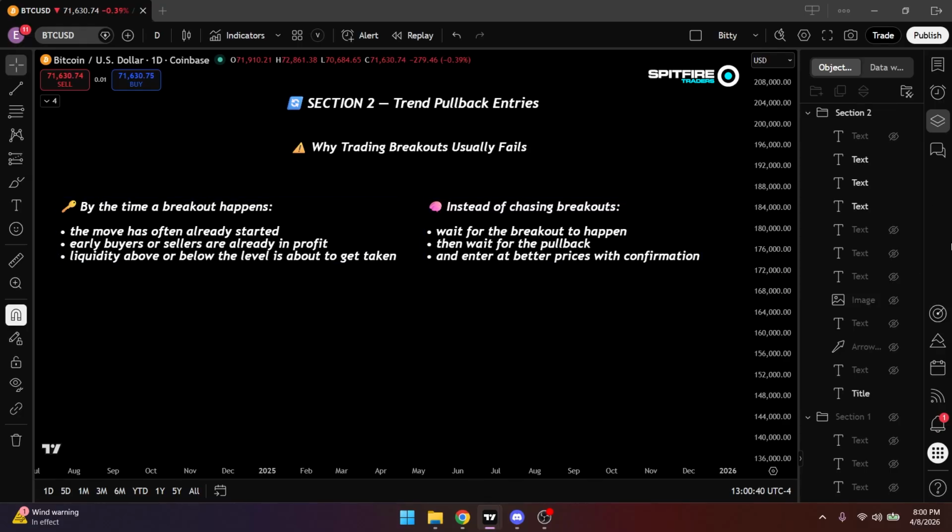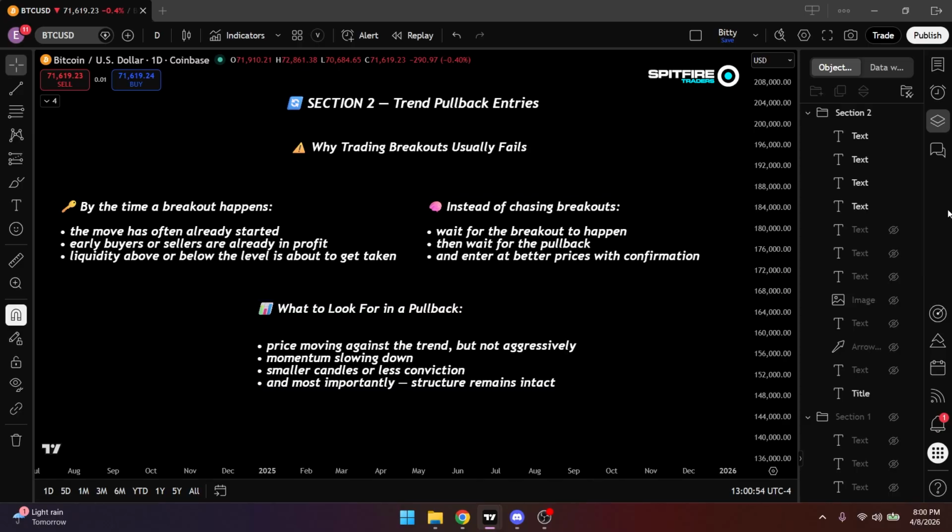Instead of chasing a breakout, wait for the breakout to happen, then wait for the pullback, and enter at better prices with confirmation. During a healthy pullback, you want to see price moving against the trend, but not aggressively, momentum slowing down, smaller candles or less conviction, and most importantly, structure remains intact.